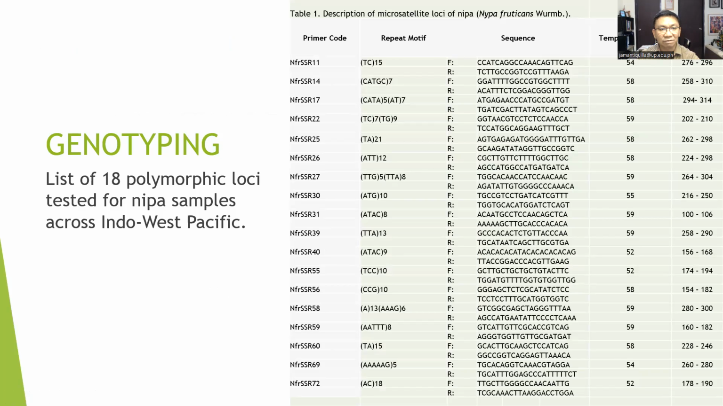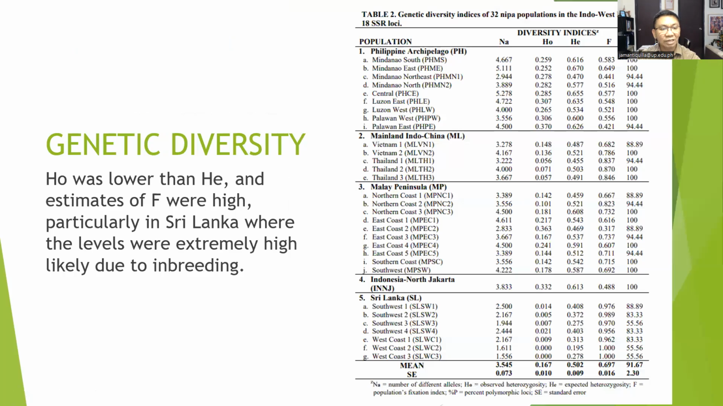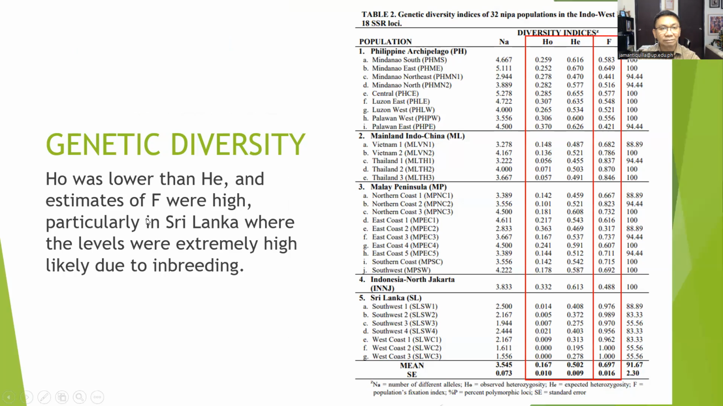from the Indo-West Pacific. In terms of genetic diversity, the observed heterozygosity, as indicated by HO, was lower than expected heterozygosity, and estimates of F, as a measure or coefficient of inbreeding, were high, particularly in Sri Lanka, where the levels were extremely high, likely due to inbreeding. So by looking at this data, we already have the clue that populations in the region were genetically structured.